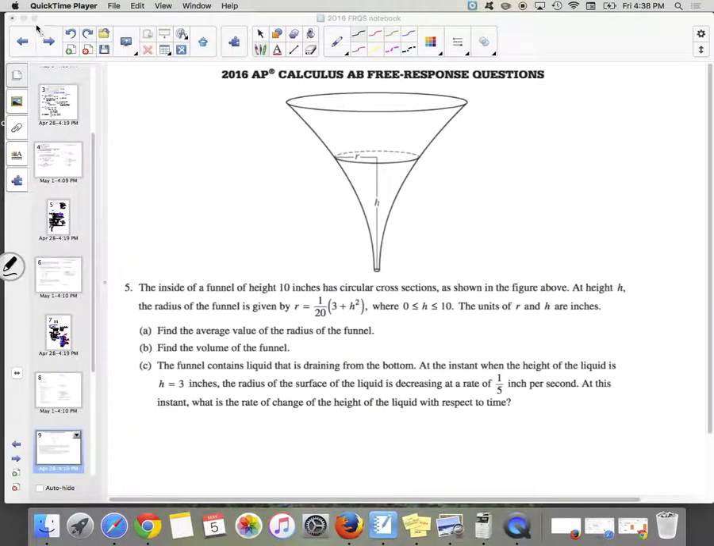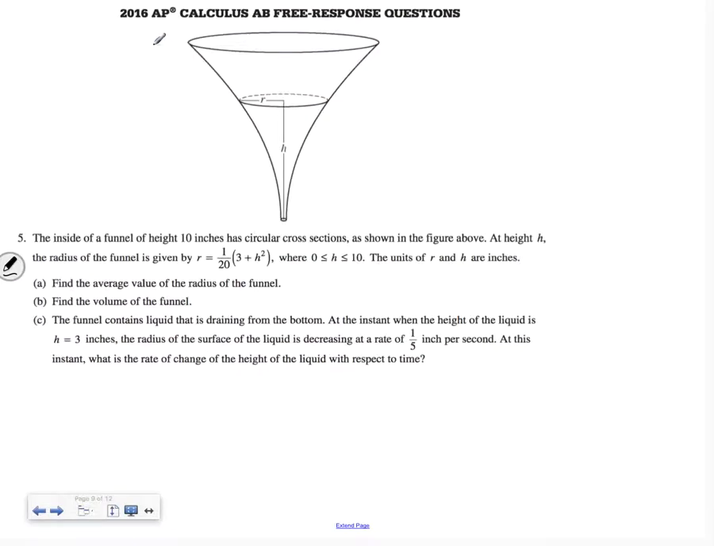2016, number 5, says the inside of a funnel of height 10 inches has a circular cross-section as shown in the figure above. At height h, the radius of the funnel is given by r equals 1/20 times 3 plus h squared, where h is between 0 and 10. The units of r and h are in inches. Find the average value of the radius of the funnel. So we know when we see average value of a function that we do 1/(b minus a) times the integral from a to b of f of x dx. So we're finding the average value of the radius.